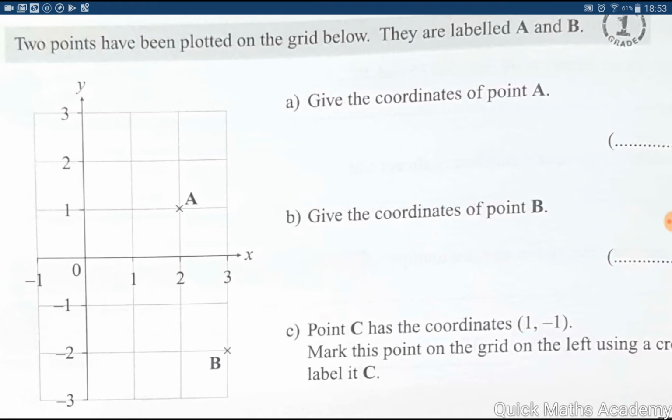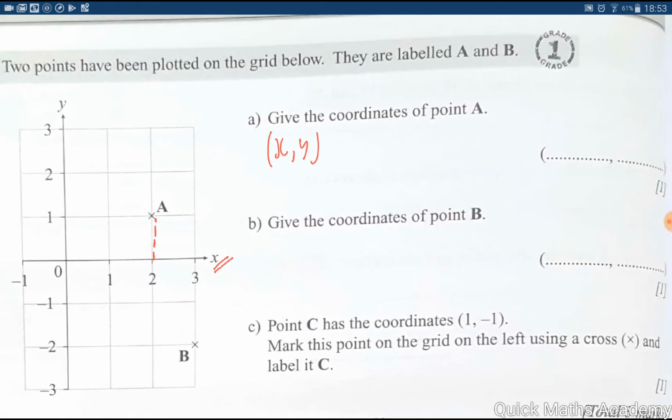One coordinate is always in this form, x, y. Okay, it's always x, y. So we first read the x where? In the x-axis. So our x for the point A will be 2. My first coordinate is 2, and my y will be 1 for point A. So you see the coordinates of point A will be 2, 1.